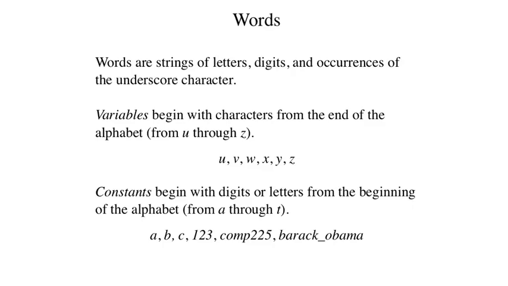In our examples here, we write both variables and constants as strings of letters, digits, and a few alphanumeric characters, mostly the underscore character. By convention, variables begin with letters from the end of the alphabet. Examples include U, V, W, X, Y, Z.